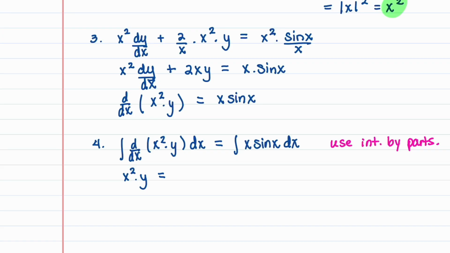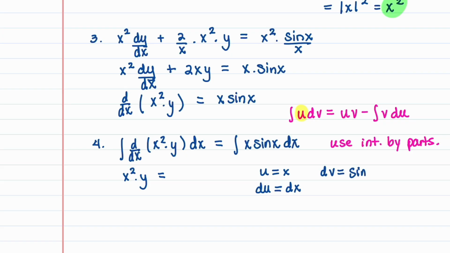You probably learned that in Calc 2. Let me just remind you of the formula. When you use integration by parts, the formula is the integral of u dv is equal to uv minus the integral v times du. You always want to choose the u to be the function that when you take the derivative, it becomes simplified. We're going to let u be equal to x because when we take the derivative, we just get dx. And then dv is sine x dx. And we need v, so let's compute that.